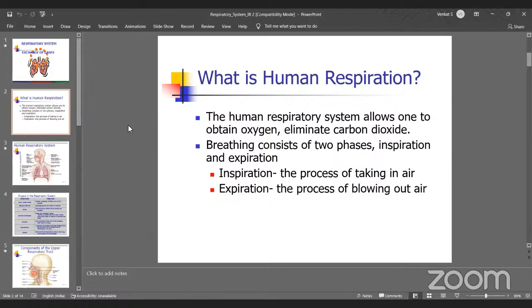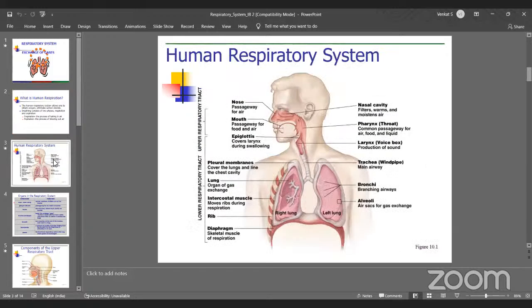Breathing consists of two phases, inspiration and expiration. Inspiration is the process of taking in air. Expiration is the process of blowing out air. So the human respiratory system has a lower respiratory tract and upper respiratory tract.